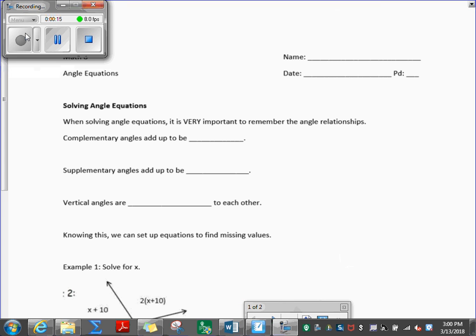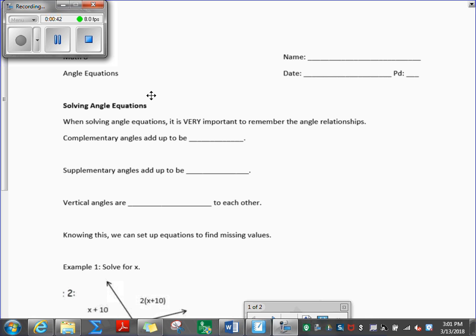Okay, ready to go. So, we're doing angle equations this time. So solving angle equations, that's what we're going to go into. It's actually not that bad, because it's just like normal equations, which judge for yourself, I guess, if you like them or not. The only extra thing you need to do is just make sure you know what the relationships are that we learned last class. It's really important.